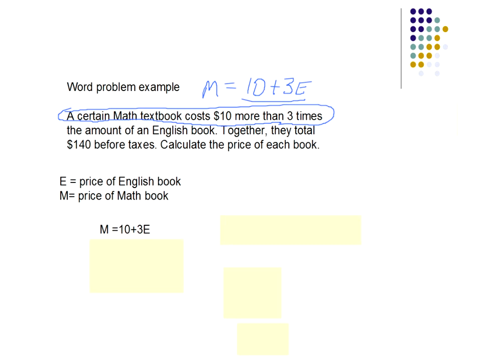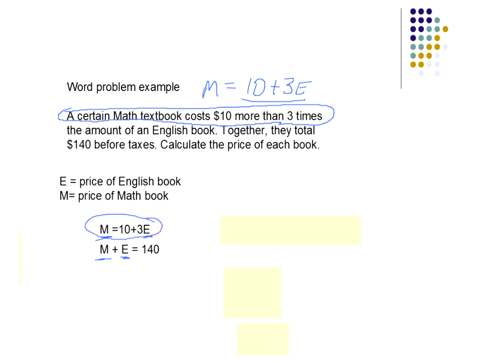Together they total $140 before taxes. Well, what happens here is that together, I'm buying them together, so that's M plus E. That's going to equal 140. So here I have a system of equations, and I know that because I've got 2 equations with the exact same variables.